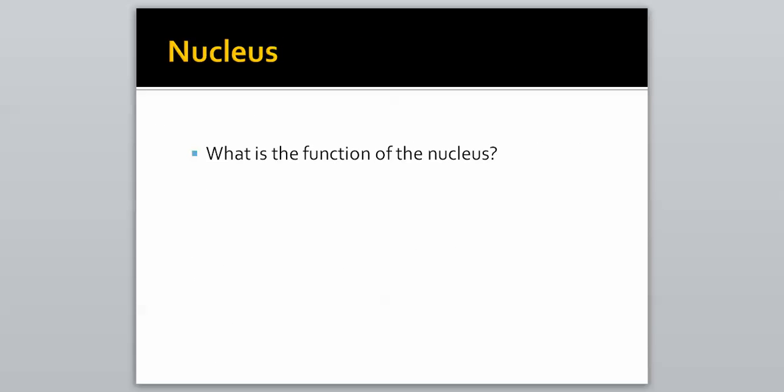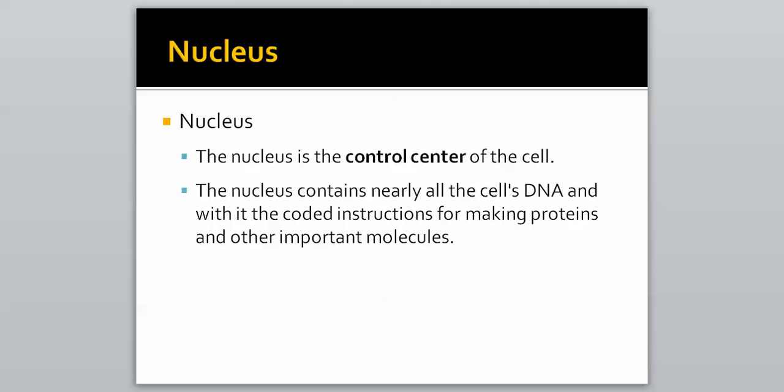To start off, what is the function of the nucleus is going to be our first question. I think a lot of you may know the answer already. The nucleus is the control center of the cell. See, that's in bold there. Control center is important. A good way to remember it is that it's the brain of the cell. The nucleus contains nearly all the cell's DNA, and with it the coded instructions for making proteins and other important molecules. This is one of the most important things. It tells all the other things what to do.